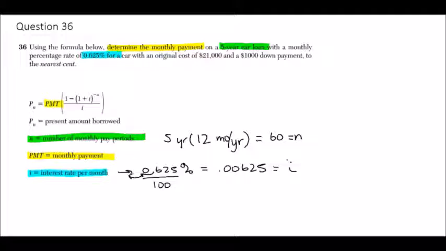So that's going to be our I, and it has an original cost of $21,000 and a $1,000 down payment, which means that the present amount borrowed is going to be $20,000. That's $21,000 minus the $1,000 down payment. And here all we have to do is literally just fill in the information that we need. So Pn goes here, the I goes here, and here. And then up top is our negative n.